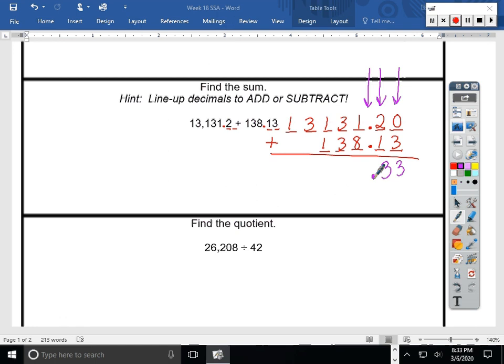Next I move to the ones place. I have 1 plus 8 ones, which leaves me with 9 ones. Again, I'm staying in these columns the best I can for you today. Now I move to the tens place. So in front of the ones we have the tens: 3 tens plus 3 tens, or 30 plus 30, gets me 60, or 6 tens. I'll record the 6 here in the tens place.